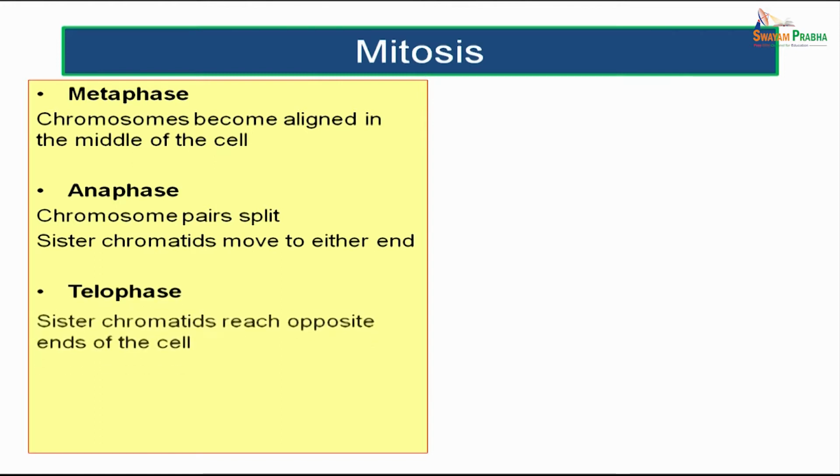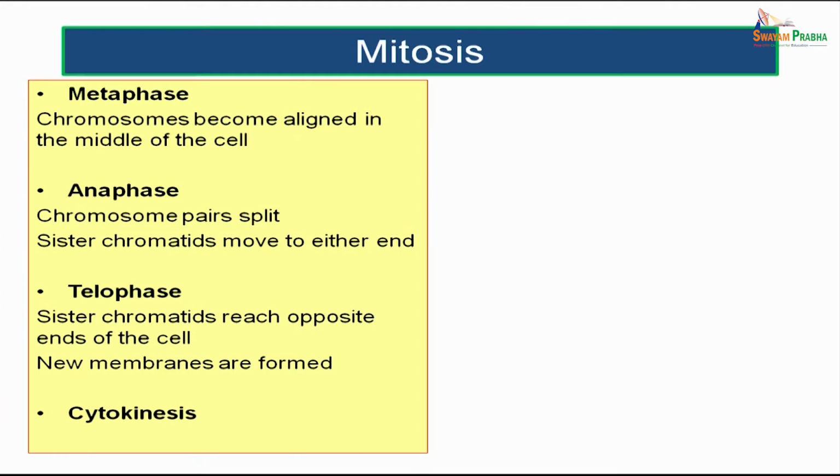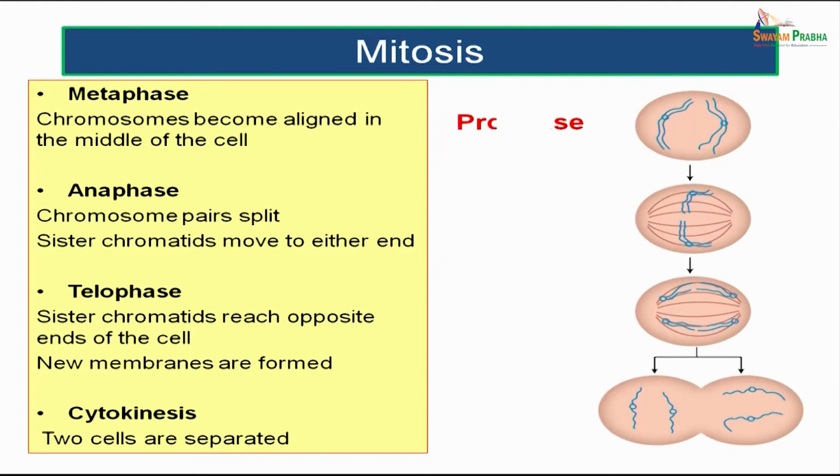And what is happening during telophase? We have the sister chromatids now at opposite ends of the cell, and new nuclear membranes are formed around the sister chromatids. The next phase is known as cytokinesis. During cytokinesis, it is time for the cells to be separated. Let us see what is happening.